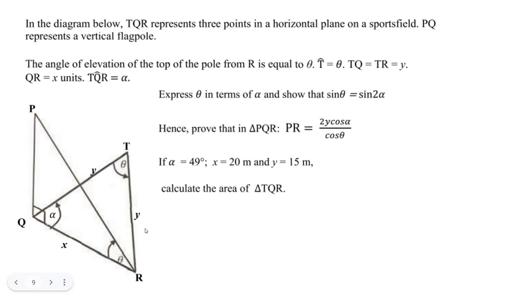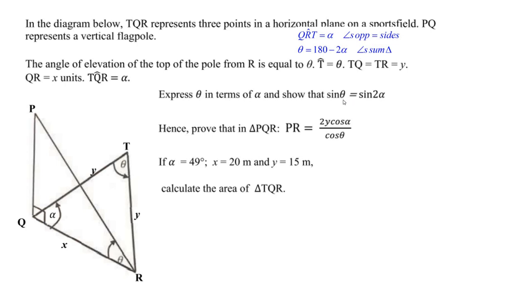Okay, so those sides are the same. It'll make those angles the same. Express theta in terms of alpha. Well, the deal is, if QRT is alpha, because of angles opposite equal sides, theta must be 180 minus alpha, because of angles summing in a triangle. Well, that's the first thing you have to show.